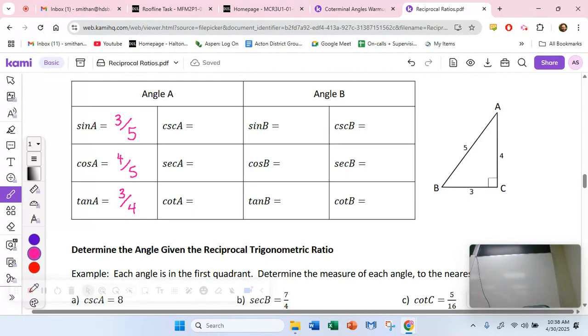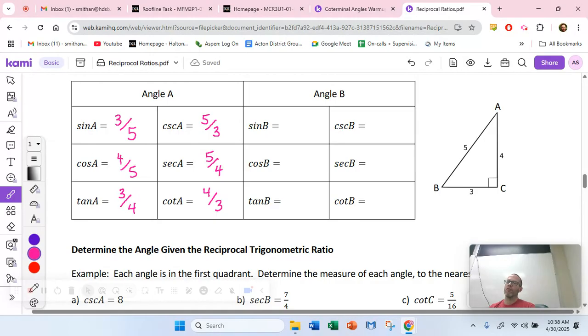So if sine A is 3 over 5, can one of you guys help us out? What would the cosecant of angle A be equal to? 5 over 3. It's just the flip. That's all it is, just the flip. Simple exercises here, doing the flip. The cosecant of A is the flip, 5 over 3. The secant of A is the flip of cosine A, 5 over 4. And cotangent is the flip of tan, 4 over 3.